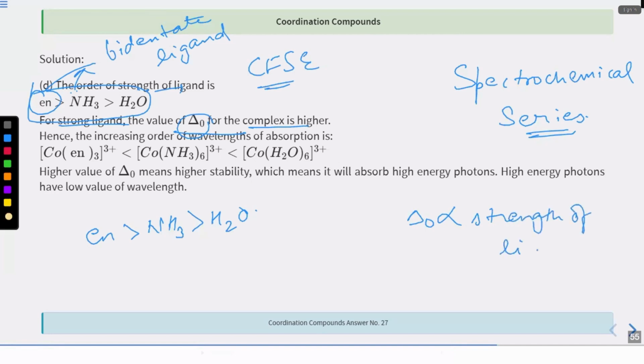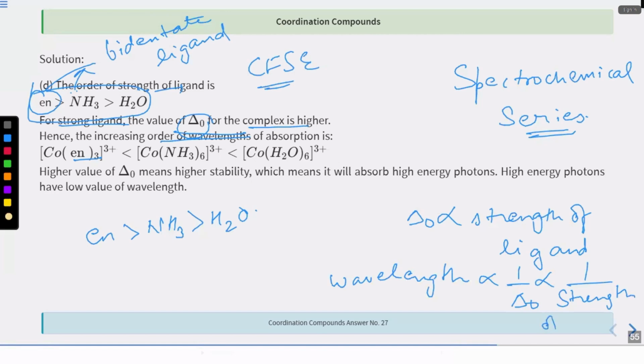That is, if a ligand is placed higher in the spectrochemical series, then delta O will be higher for it. So the increasing order of strength of ligand would be en for Co(en)3 3 plus, then ammonia, and then H2O. For a strong ligand, the value of delta O of the complex is higher. That's why. And you need to know that wavelength is inversely proportional to delta O, so it is inversely proportional to the strength of the ligand. So the increasing order would be something like this.